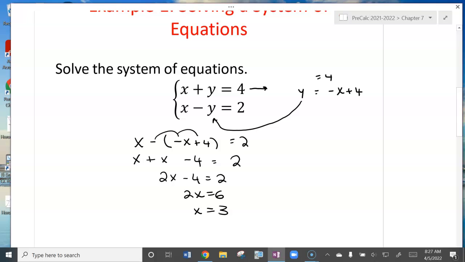Now that I've got x, all I've got to do is solve for y. And I already have an equation with y all by itself right here, so I'm just going to plug this x into that equation. So then y is going to be negative 3 plus 4, y equals 1. So my answer is 3, 1 as an ordered pair.